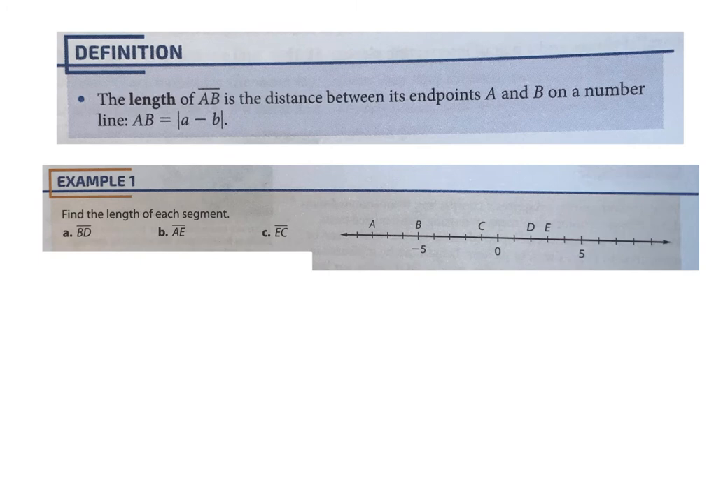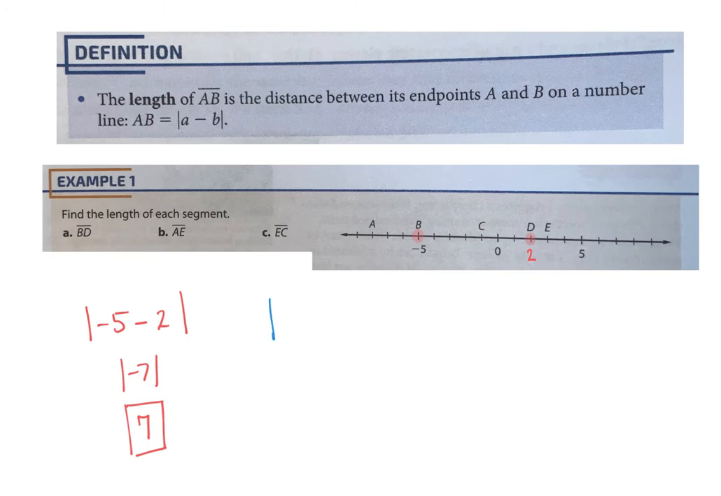So they want us to find the length of these segments. The length of BD. So we're going to find B and we're going to find D, all right? And we're going to have the absolute value then of B minus D, and D is at 2. So B minus D is -5 minus 2. I'm going to subtract, what's -5 minus 2? -7. But my distance is never negative, so I am going to say my distance here is 7.